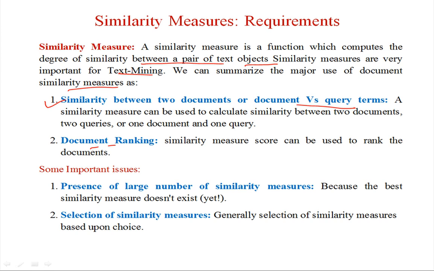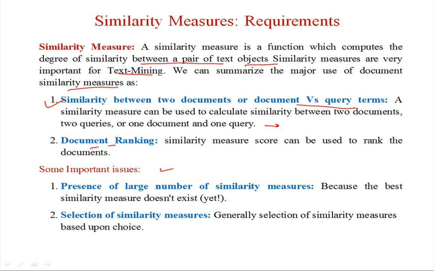We can use the similarity measure to categorize the documents. Generally, some similarity measures are used in clustering. Some similarity measures are used in organizing the documents. Document ranking: the similarity measure score can be used to rank the documents with respect to any query term, basically used with cosine similarity measures and Jaccard and dice coefficients also.